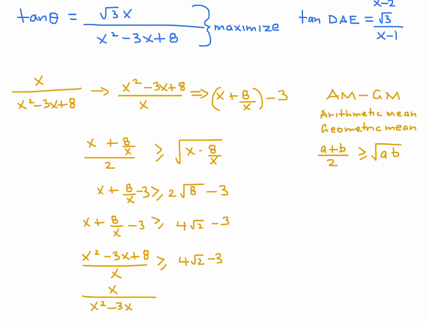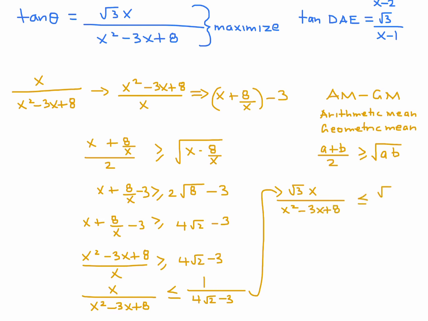x over (x squared minus 3x plus 8), and then this sign has to flip: less than or equal to 1 over (4 root 2 minus 3). Okay, so far so good. Now, to make it look identical to tan theta, I have to add a root 3. So let's do that. Root 3 x over (x squared minus 3x plus 8) is less than or equal to root 3 over (4 root 2 minus 3).